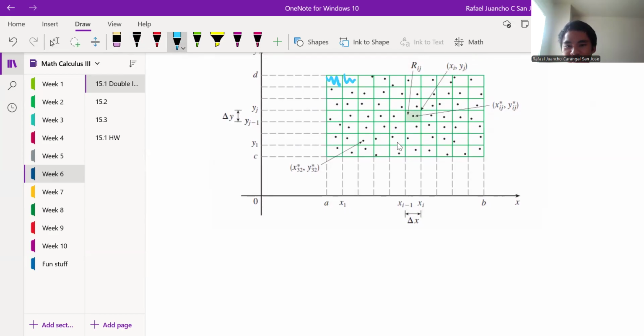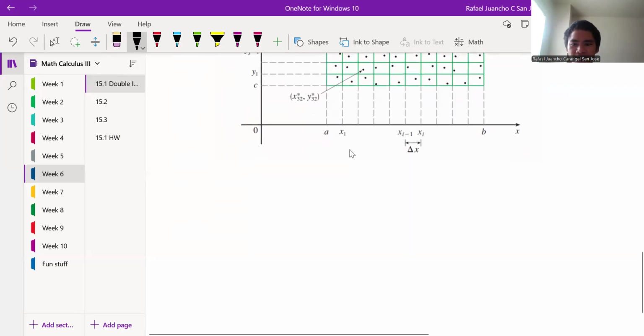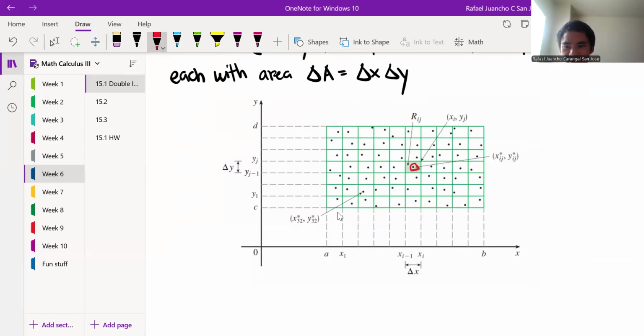Now, what confused me the most was what in the world are these small points? They're so random too. Well, these are sampling points. If we choose a sample point in each R sub ij, then we can approximate the part of S that lies above each R sub ij by a thin rectangular box or column with base R sub ij and height given by the function at the sampling point. The volume of this box is the height of the box times the area of the base rectangle.